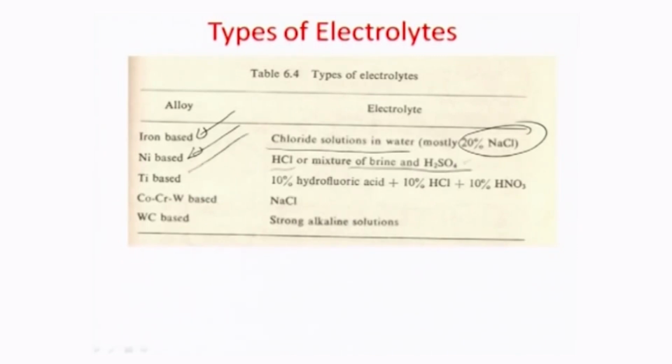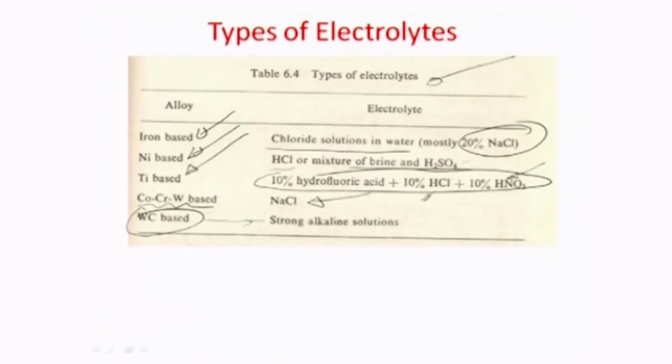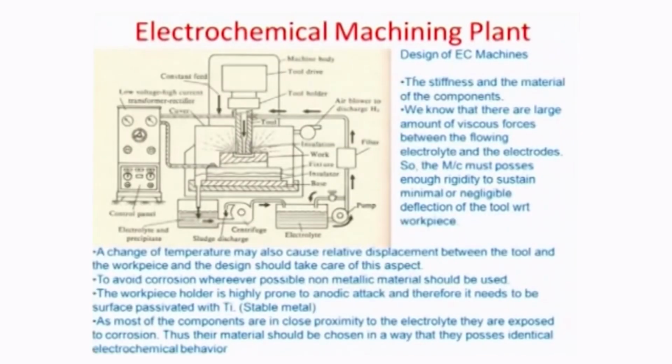For titanium based constituents, one can use a combination of 10% hydrofluoric acid, 10% HCl hydrochloric acid, and then 10% nitric acid. For cobalt, chromium, tungsten based systems, people have tried again salt solutions, and for tungsten carbide, which is very often used for tooling applications, strong alkaline solutions. So, these are typically some of the electrolytes which are used for the ECM machining process. We now look at the ECM plant, the way that the electrolyte is circulated and all this machining happens.